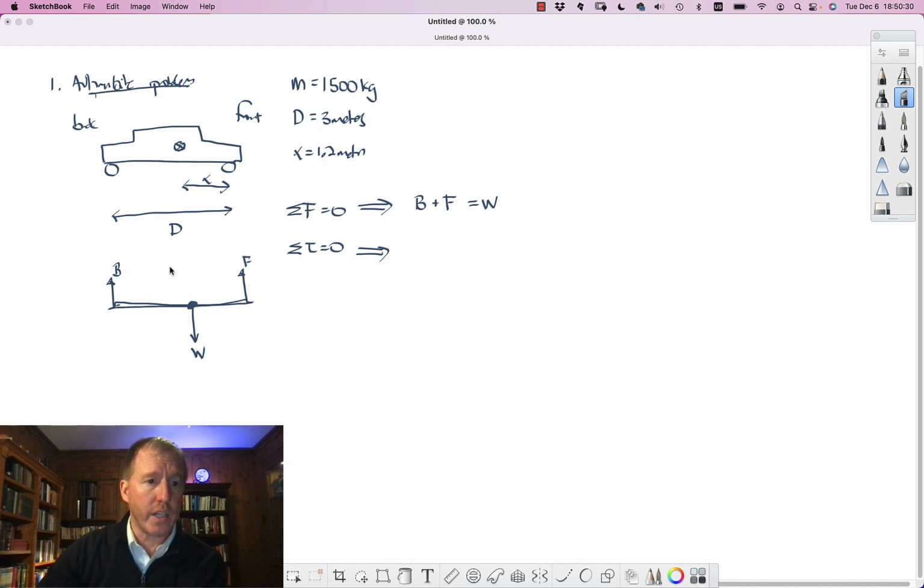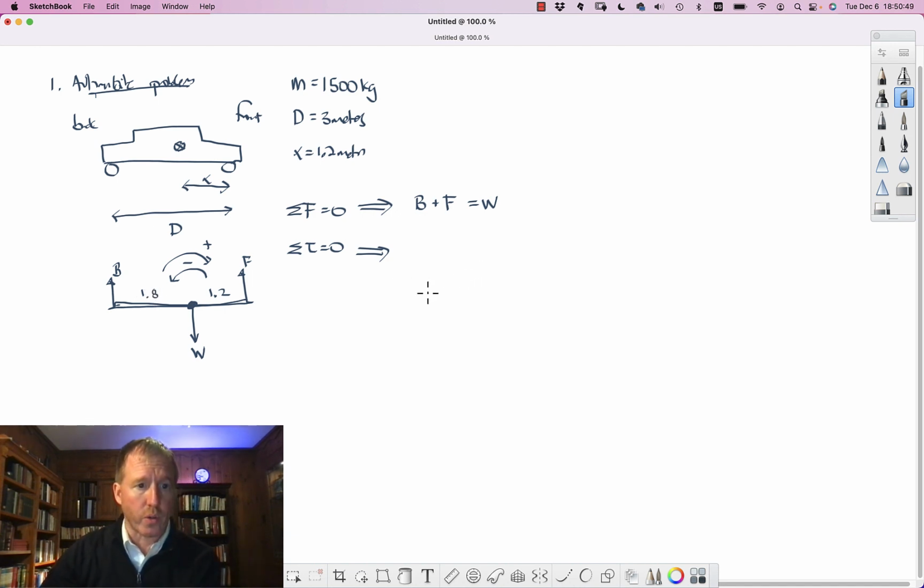We'll call any torque that's trying to make it rotate in the clockwise direction positive, and any torque that's trying to make it counterclockwise, we'll call that negative. Okay, and we know that the distance from here to here is 1.2. The whole distance is 3, and so this distance right here is 1.8.